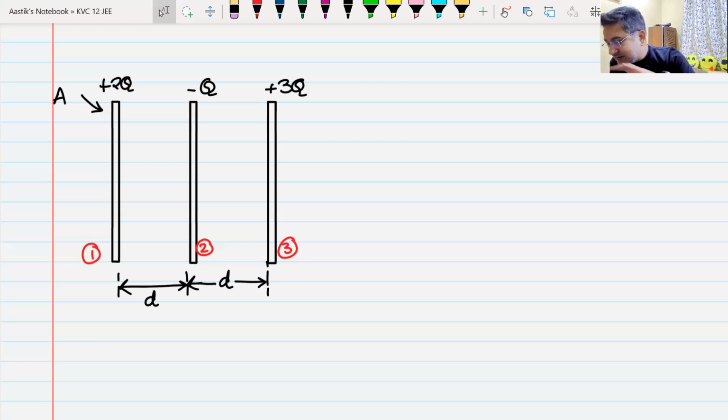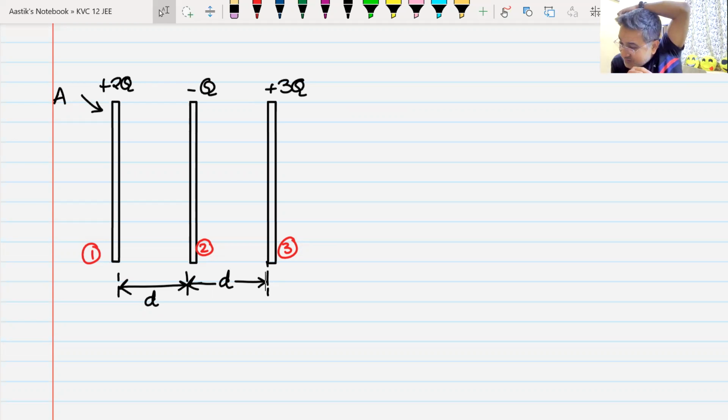The charge on the plates is given, area of the plates is given, distance between the plates is given. Can anyone tell me what is the potential difference between the two plates? Okay, forget about potential difference. Can you tell me which plate will be at higher potential between 1 and 2? Which will be at a higher potential? 1, chalo.